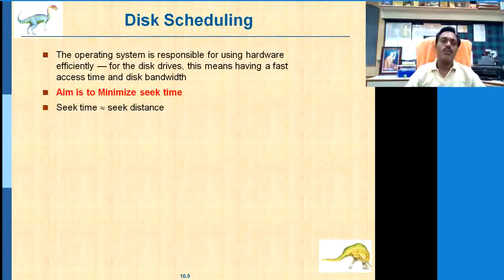Now the most important point from this unit is the disk scheduling algorithm. We know the operating system is responsible for using all sorts of hardware and software very effectively. Now if you consider this for a disk drive, it means having a fast access time and disk bandwidth. Now the aim of this scheduling algorithm is to minimize the seek time, and the seek time is directly proportional to the seek distance.